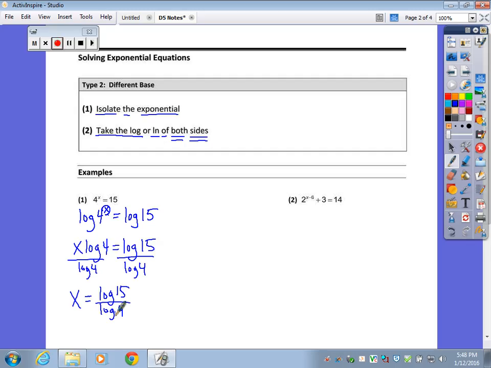Now there's going to be two kinds of problems, two kinds of directions. One might say leave your answer in exact form. This is called exact form. It means I haven't rounded anything to a decimal. Alternatively, if I do the log of 15 divided by the log of 4 on my calculator, try this on your own right now, log of 15 divided by log of 4, I get 1.95. That would be the decimal answer.